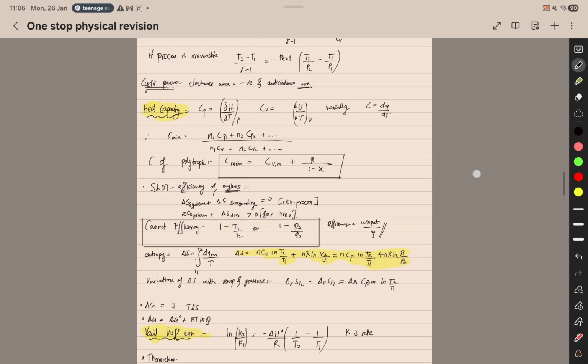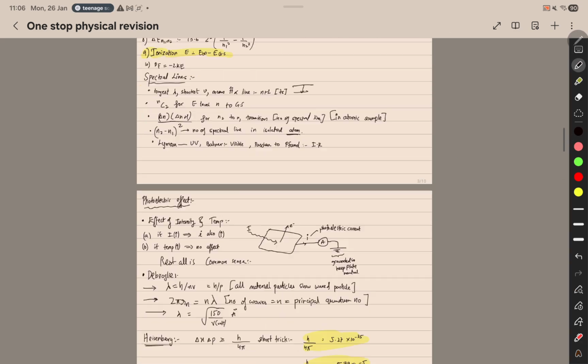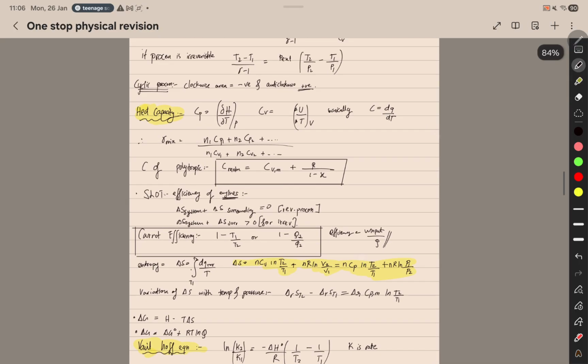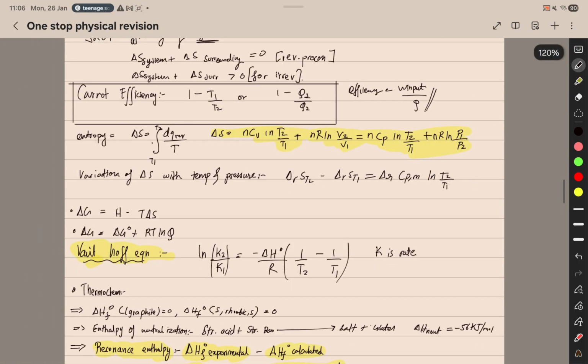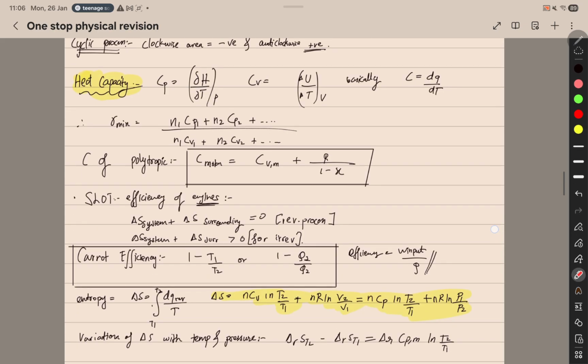So let me continue from where I left off, which was heat. No, I think I did till Carnot efficiency. Or did I? I don't know. Yeah, I think I did till here.